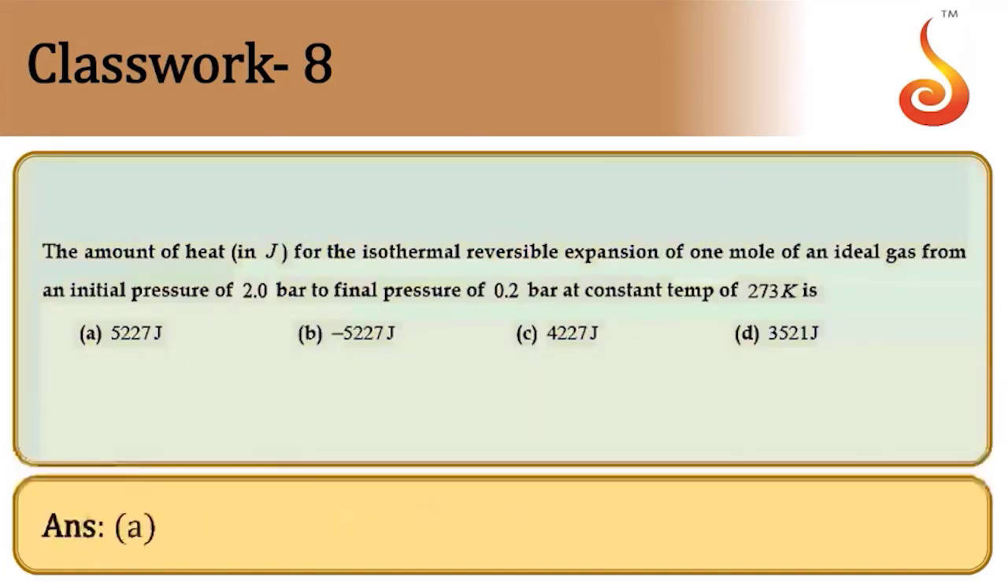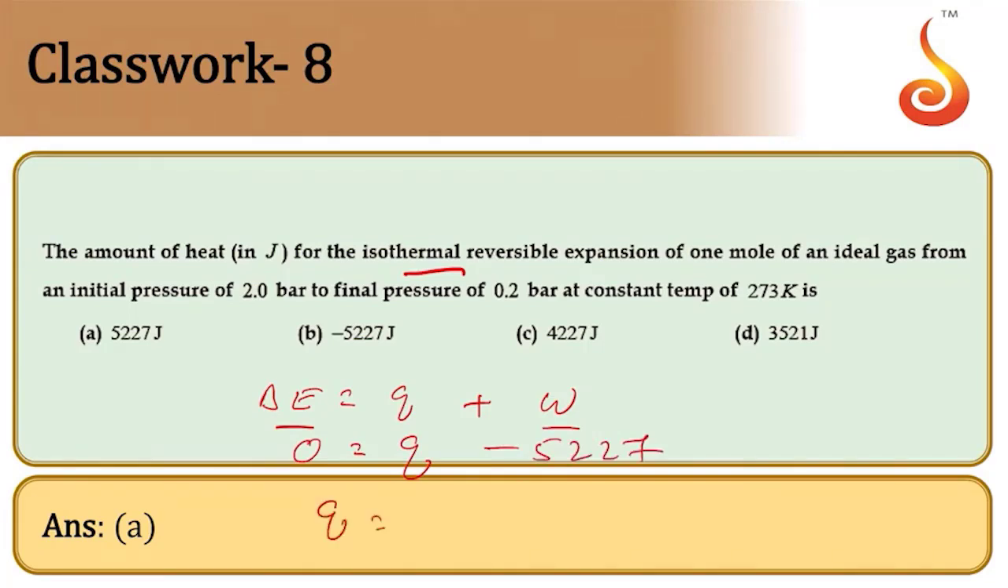Then applying the first law of thermodynamics here, delta E will be equal to Q plus W we have. And then isothermal process here, therefore delta E will be equal to 0. Therefore 0 is equal to Q plus W. W is found to be minus 5227 we have. Therefore value of Q will be equal to 5227. Hence answer is option A we have. So answer is option A.